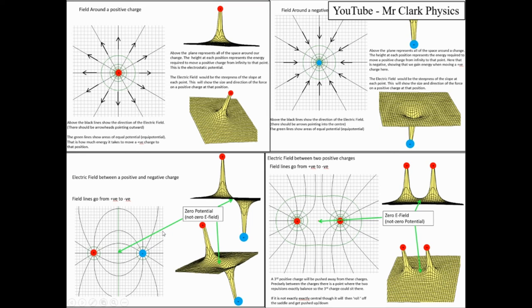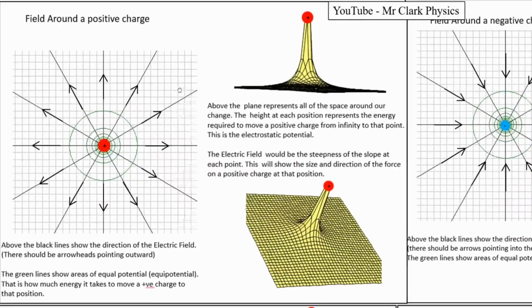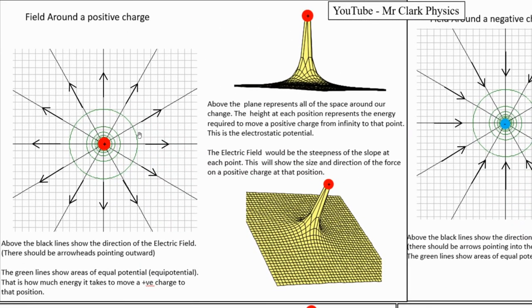But I now want to introduce another thing called equipotentials. That's shown in green lines in these diagrams. Now, equipotentials show places where the potential is equal. That's what the word means. So everywhere along this green line has the same potential. That's because you're the same distance from the charge causing that potential. And if you're closer, well, it's still going to be equal all around the circle, but it's going to be equal to a bigger number.